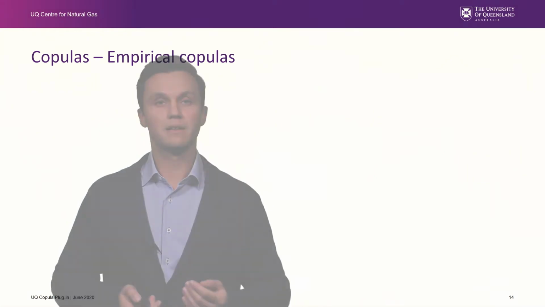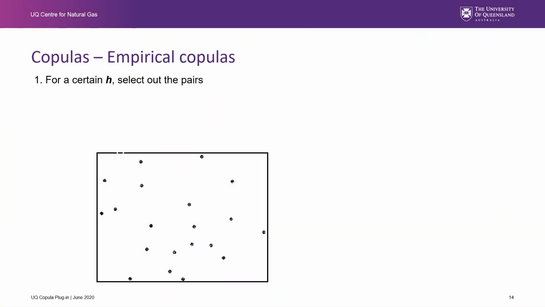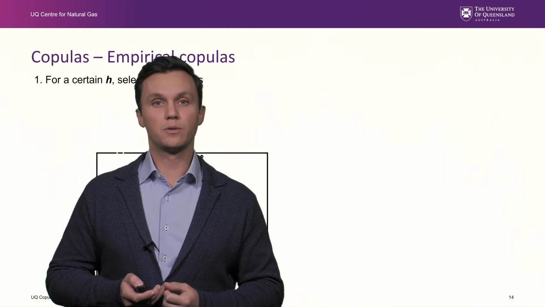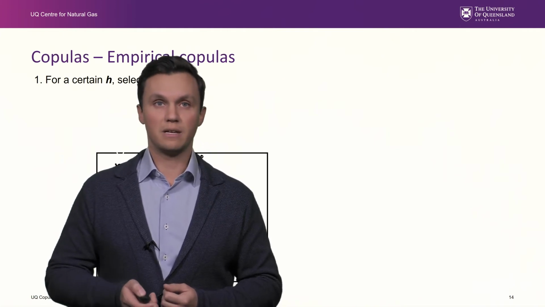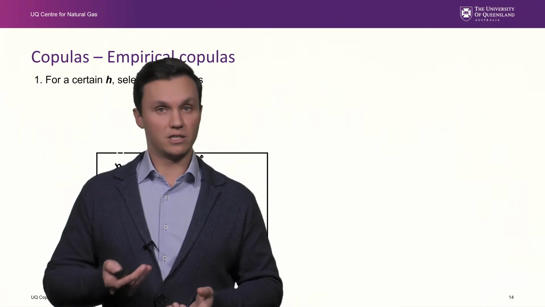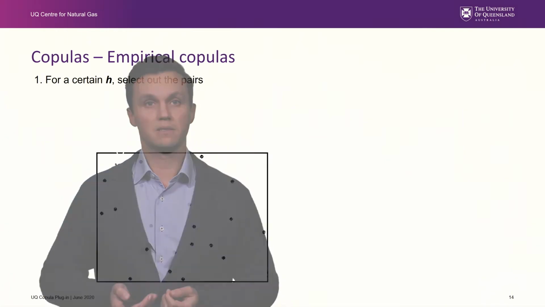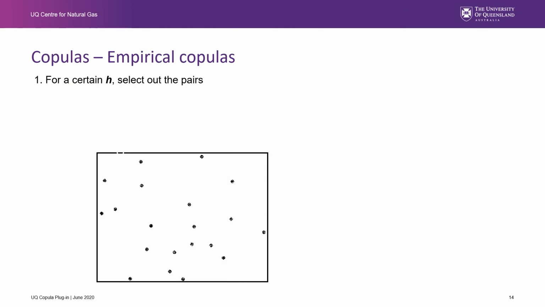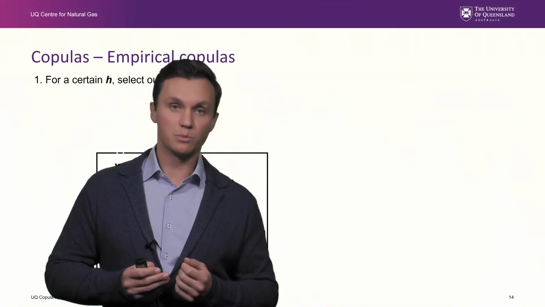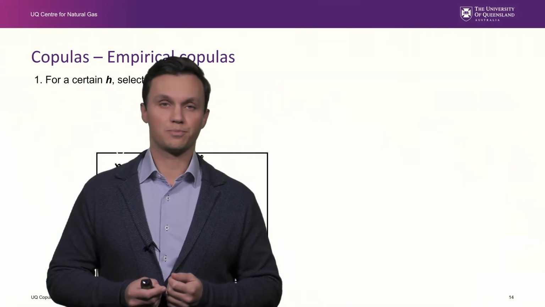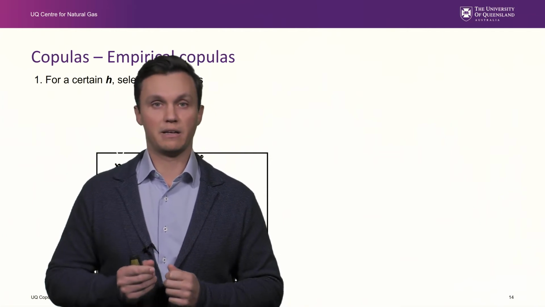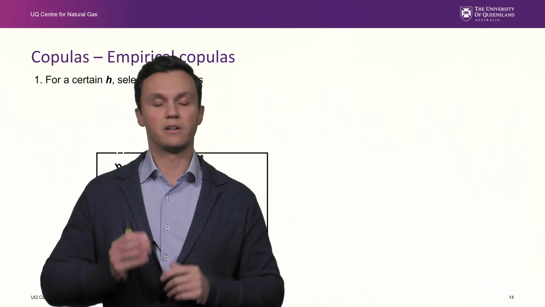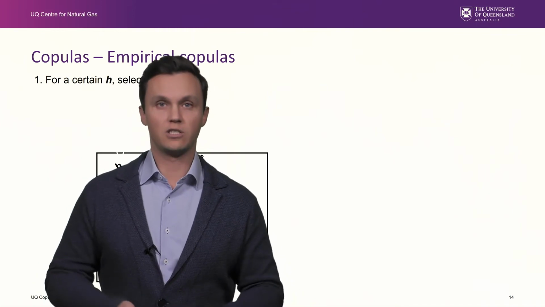So here we have a data set with some measurements distributed in space. And we want to create an empirical copula for this example. So the first step is we need to define a separation distance between our measurements. So here we call our distance h. Then we look at the pairs which are approximately separated by h. We say approximately because they will never be exactly separated by a given distance, but we give it a little buffer around a certain separation distance.